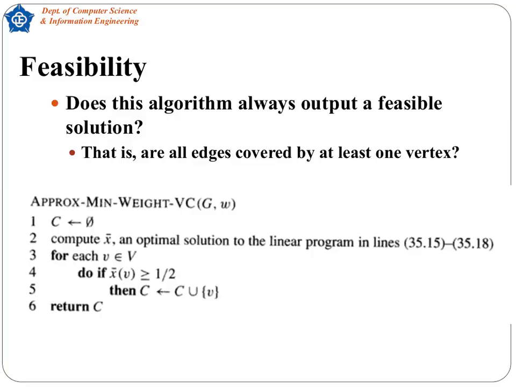Why does this work? In the LP, every edge uv satisfies x*_u + x*_v is greater than or equal to 1, so at least one endpoint must have x* greater than or equal to 1/2, and thus belongs to C. In other words, every edge is covered, guaranteeing that C is always a feasible vertex cover.